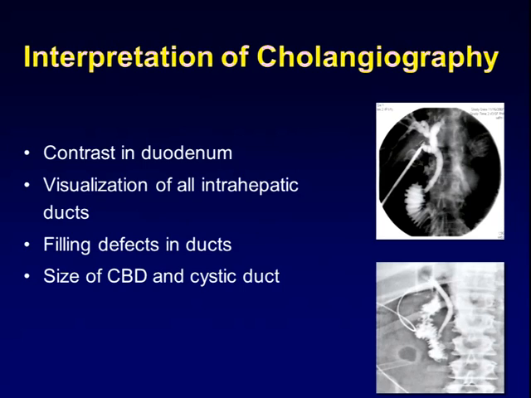You must see contrast in the duodenum. It's important to visualize all of the intrahepatic ducts. You can also examine it for filling defects in the ducts, and based on the size of the common bile duct and cystic duct, you can determine your approach to common duct stones.